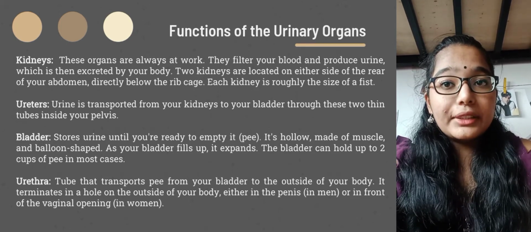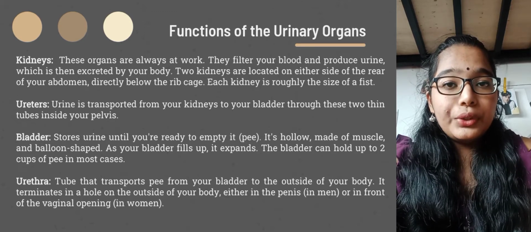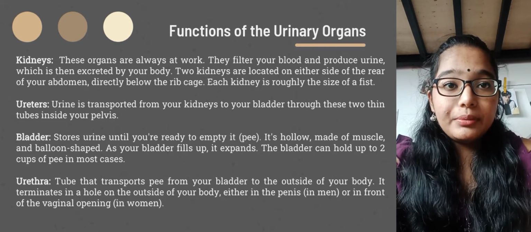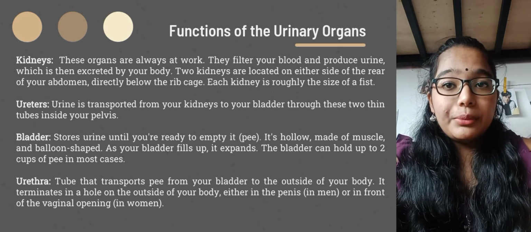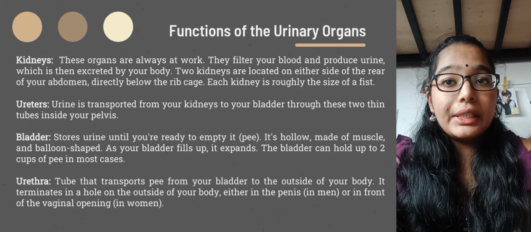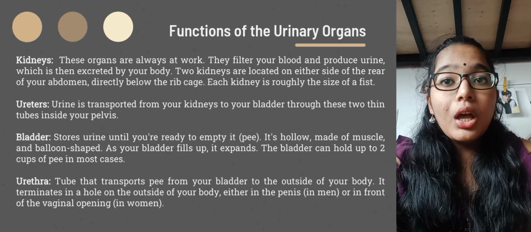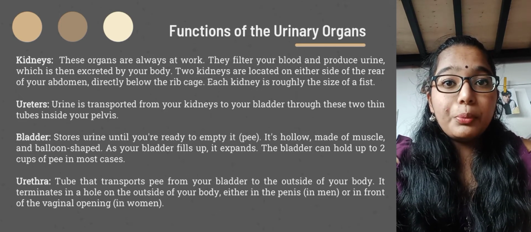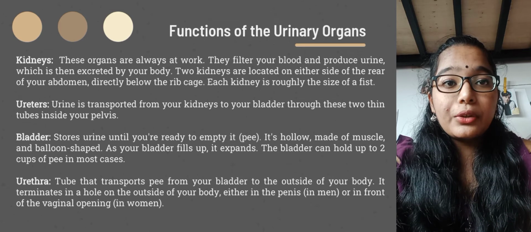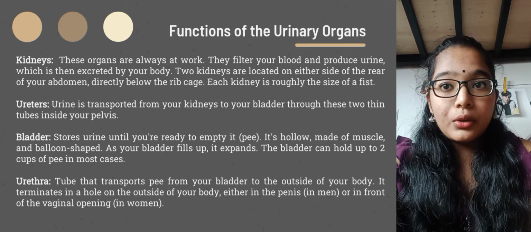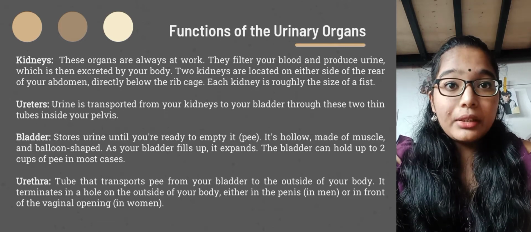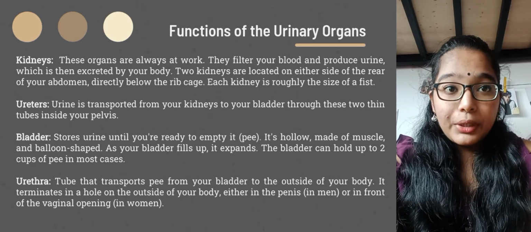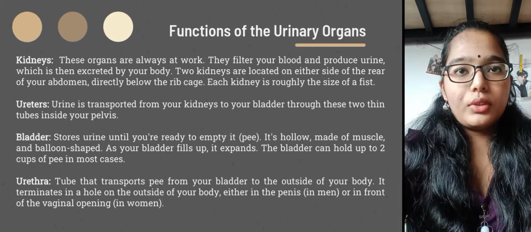Then, the bladder. The bladder stores urine until you are ready to empty it. It's hollow, made of muscle and balloon shaped. Finally, the urethra. The urethra is a tube that transports pee from your bladder to the outside of your body. It terminates in a hole on the outside of your body, either in the penis in men or in front of the vaginal opening in women.